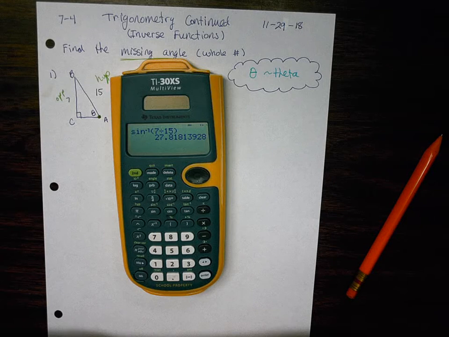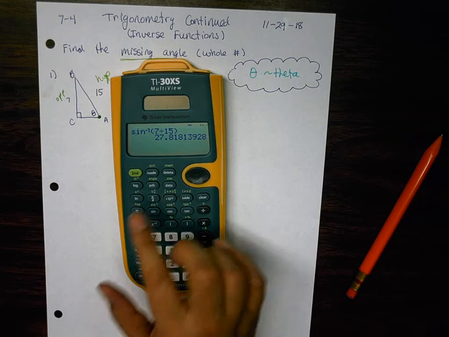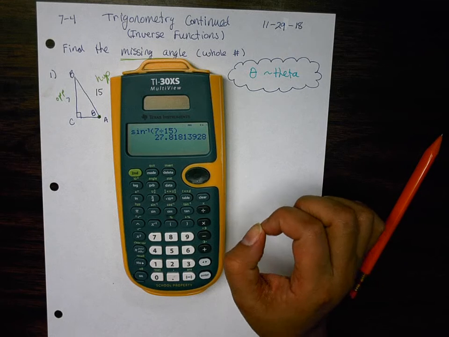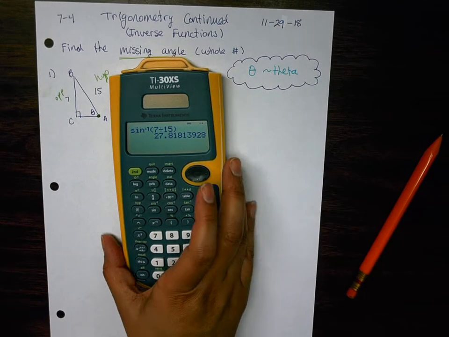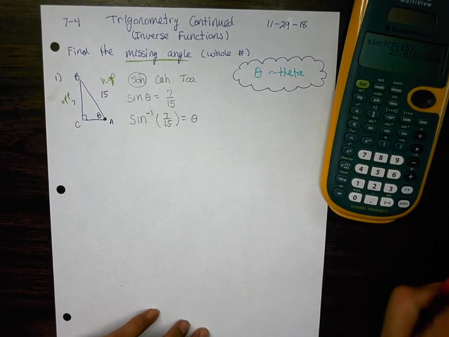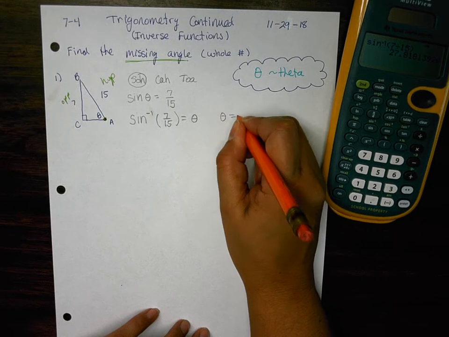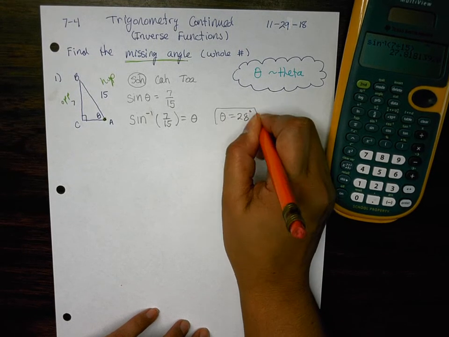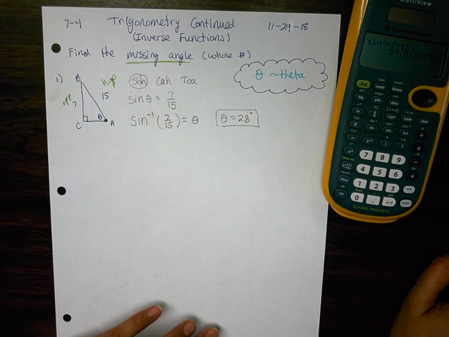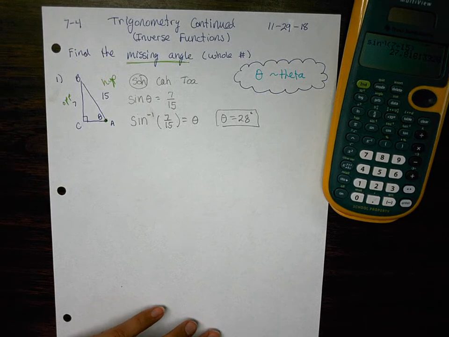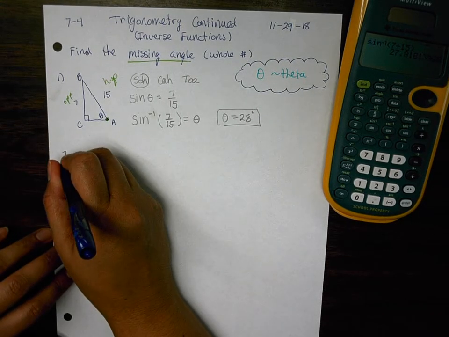Okay, found it? Anyone else not able to get it? Or you can't plug it in your calculator properly? It asks for the nearest whole number, so is that 27 or 28? 27.8 would round to 28. So theta equals 28 degrees. This is a degree because I'm looking for an angle. And that there is your answer.